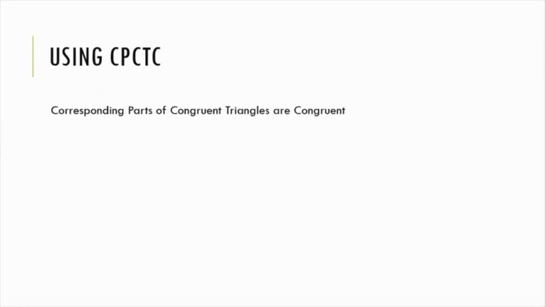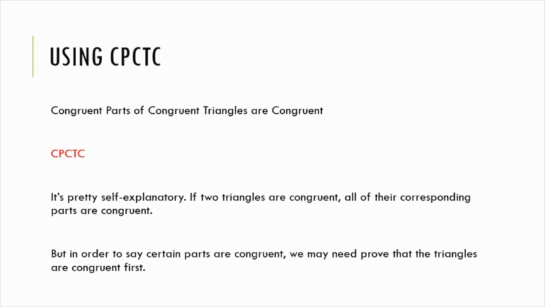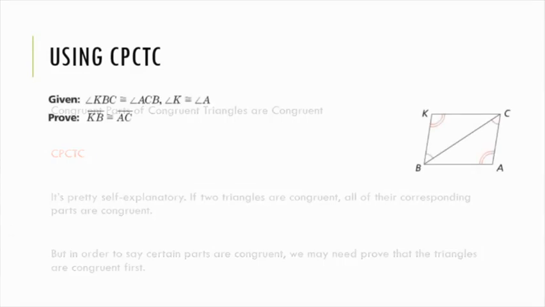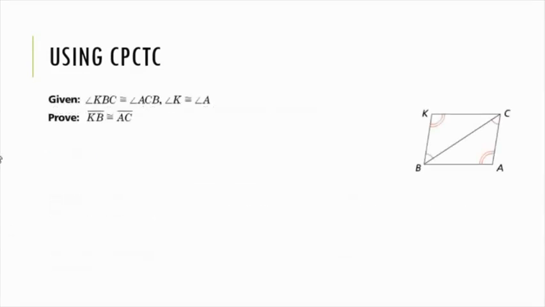So CPCTC means corresponding parts of congruent triangles are congruent. CPCTC for short. It's kind of a tongue twister, so be careful when you try to say it. It's pretty self-explanatory. This theorem states that if two triangles are congruent, then all of their corresponding parts are congruent. But in order to say certain parts of a triangle are congruent, we may need to first prove that the triangles are congruent. So here's an example of a proof you might see.